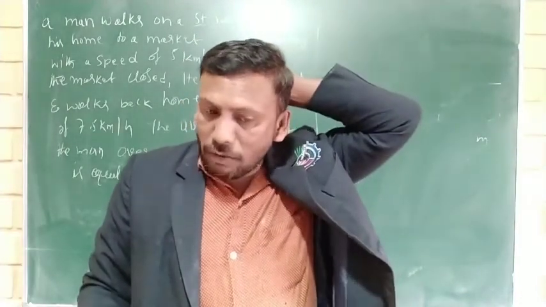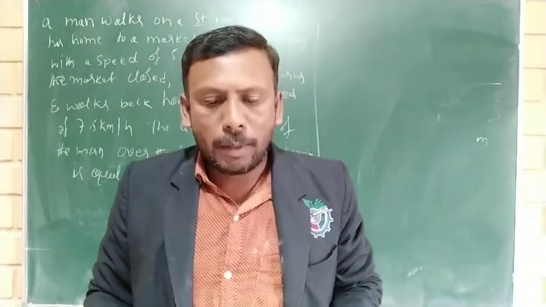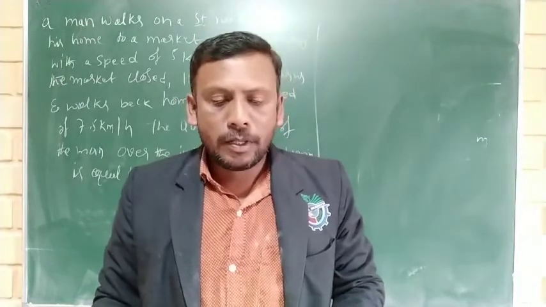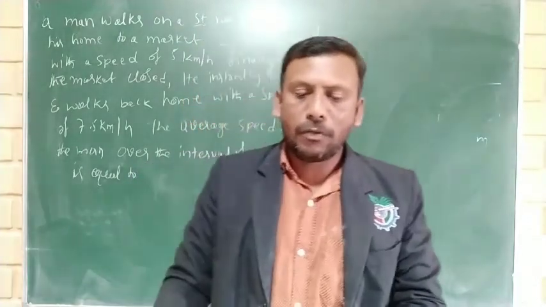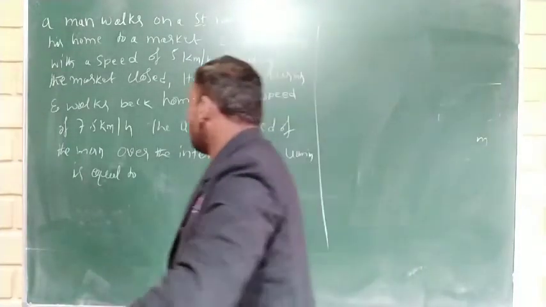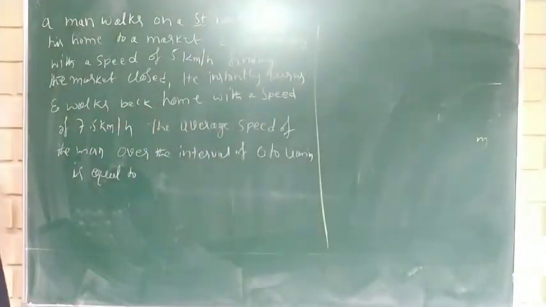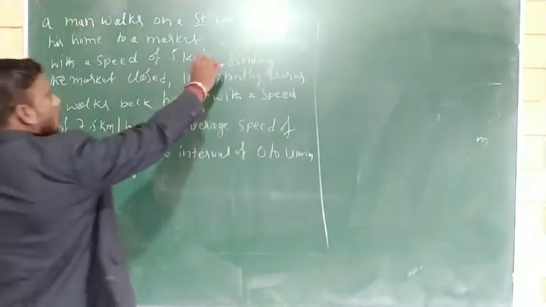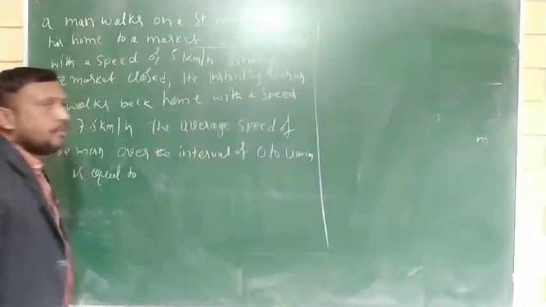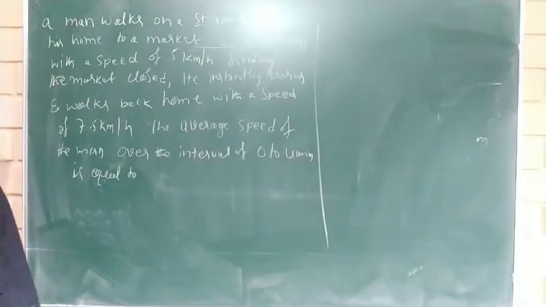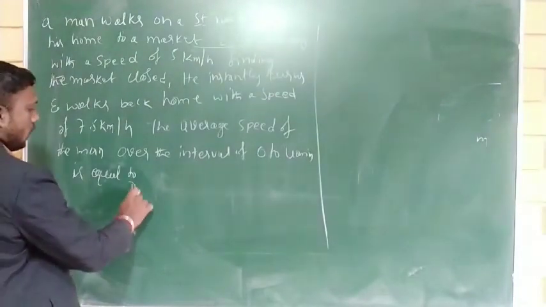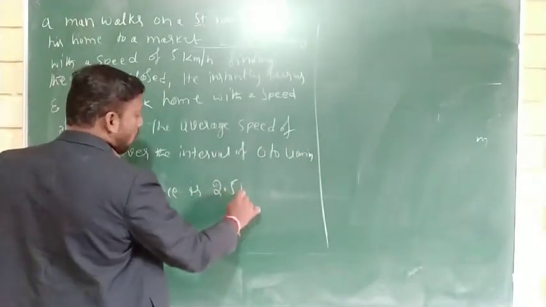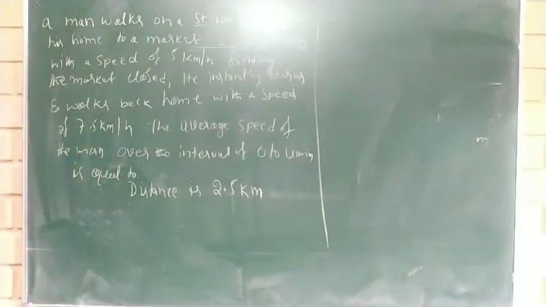In the first case, a man walks on a straight road from his home to the market 2.5 kilometer away from his home with a speed of 5 kilometer per hour. Finding the market is closed. What is the distance of the market from his home? Distance is 2.5 kilometers.